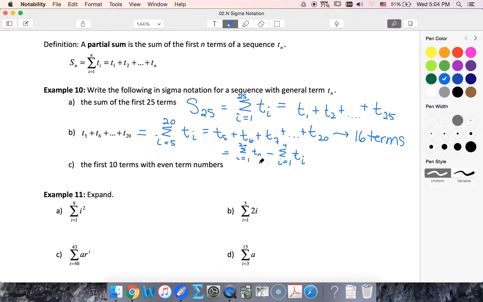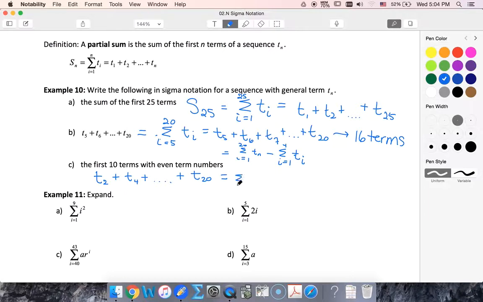All right, I want the sum of the first 10 terms with even term numbers. So if I think about that, that's going to be t2 plus t4 all the way down, and I want 10 terms total, so 1, 2, my 10th term is going to be t20. So I'm trying to make these even term numbers.